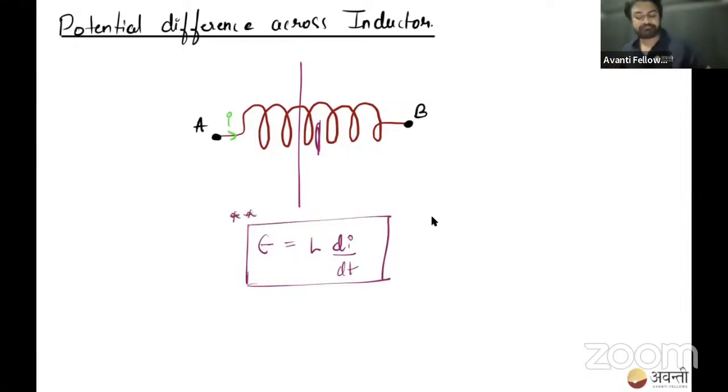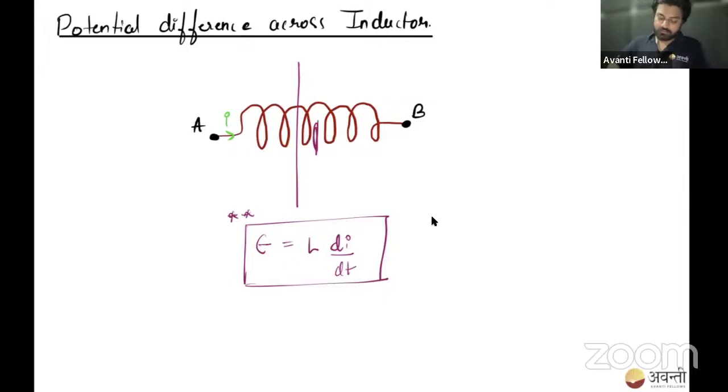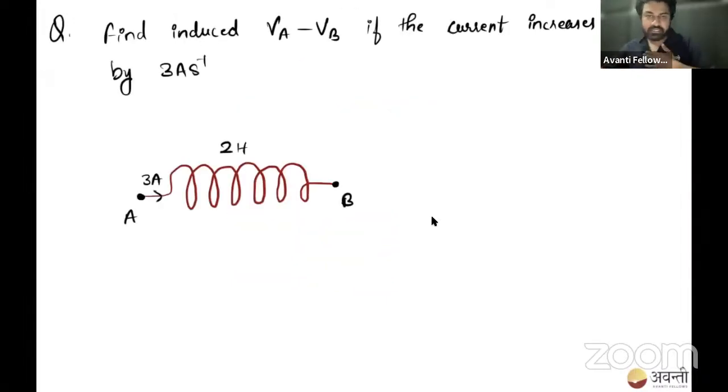Let's do a question then. Oh, 20 minutes only. We have to cover a lot of portions still. LR circuit I have to explain, right? Chalo. Written? EMF is equal to L di by dt.